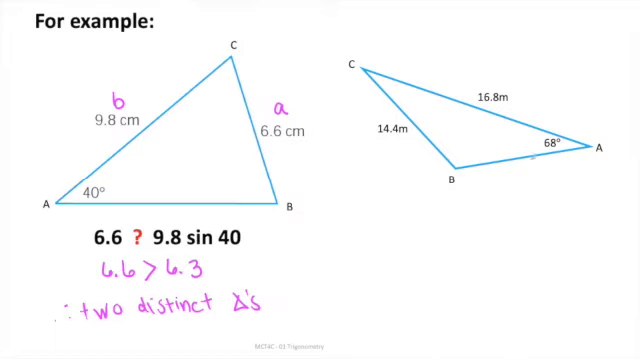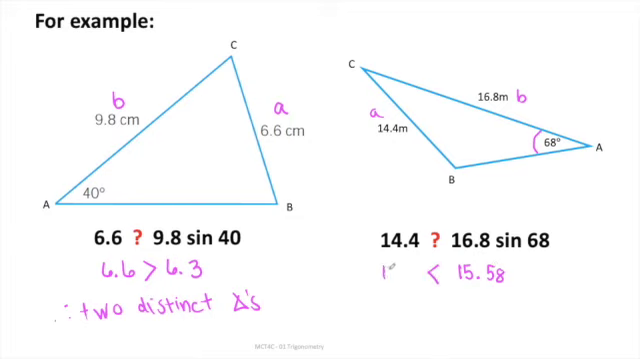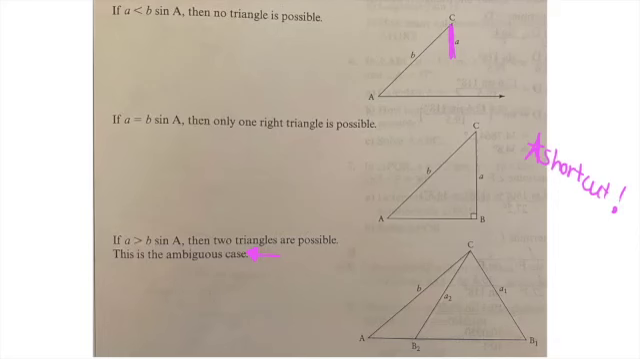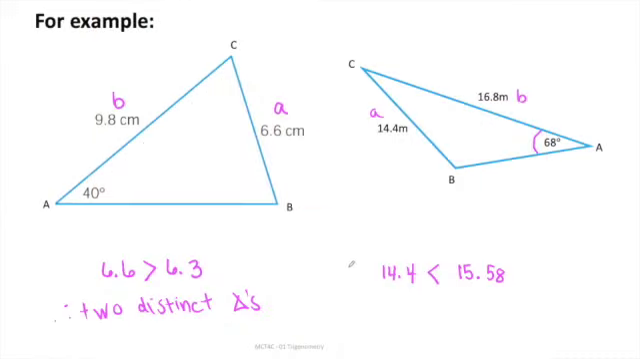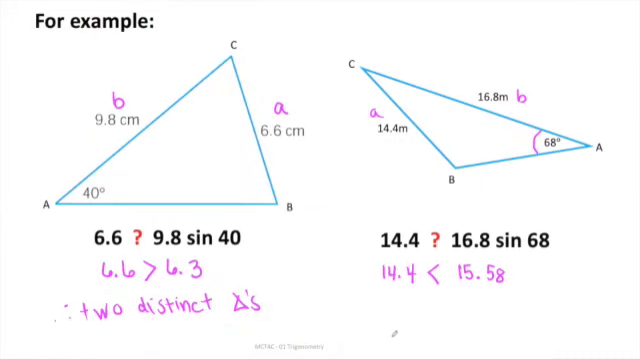Okay, again for this example, locate angle A. This is side A, and then this would be B. So you are going to figure out 14.4, which is A. Is it greater, less than, or equal to B times the sine of A? So if you do 16.8 sine of 68, you get 15.58 rounded. So A is less than that, 14.4 is less than 15.58. Since it is less, and you go all the way back, you're going to get this example here. So no triangles are actually possible there.